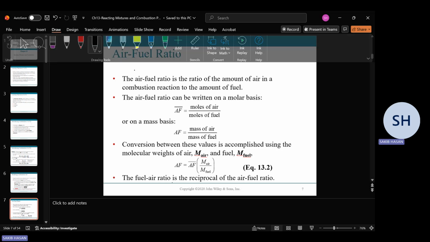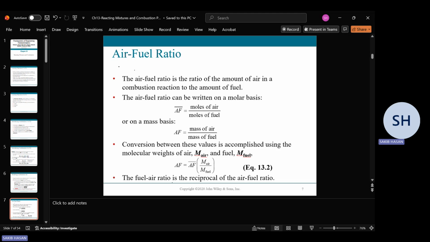Okay. So in this next part, we're looking at the air-fuel ratio. Well, it is what it says on the box. It is the ratio of air to the ratio of fuel that's being used. Now, why would this value even matter? Why is this a useful value to think about?